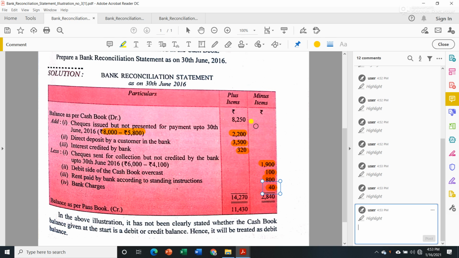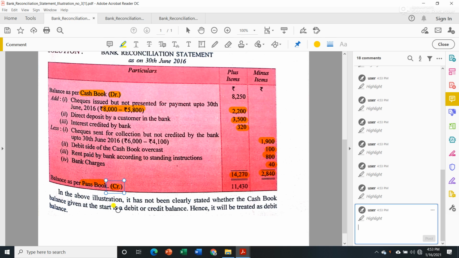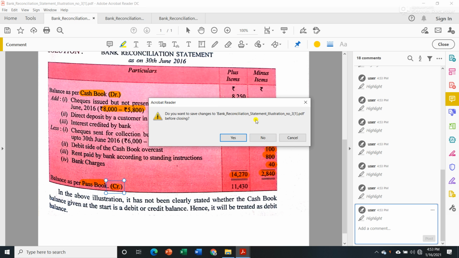Now after adding both the columns, we can see that the plus items are showing more amount than the minus items. So what we will do is that we will write the opposite of this one, balance as per. In case of cash book, passbook will come, and in case of debit it will be written as credit. Okay, now here is the explanation. Since in the question they haven't mentioned whether the balance shown as per cash book was debit or credit, we are going to imagine it as a debit balance.